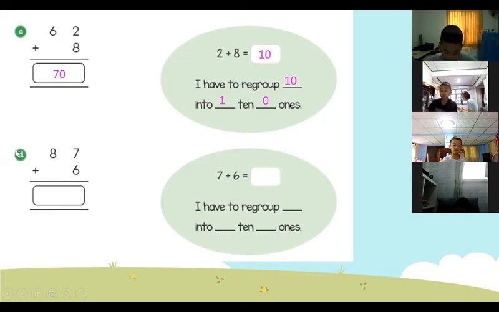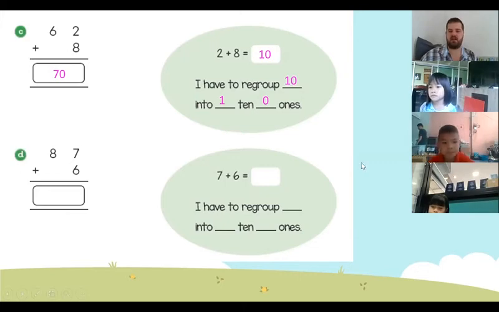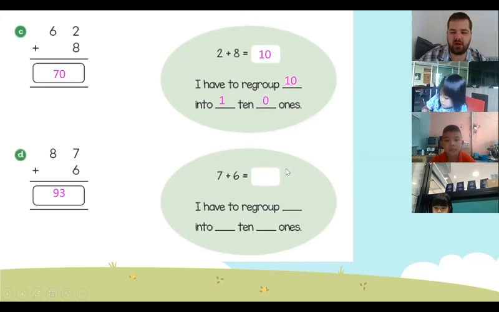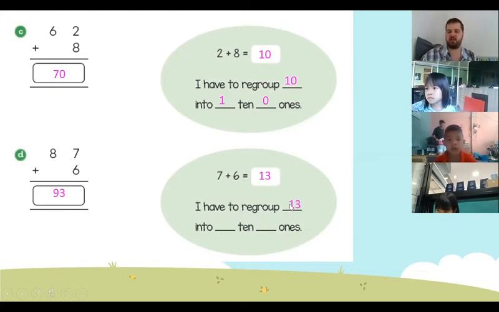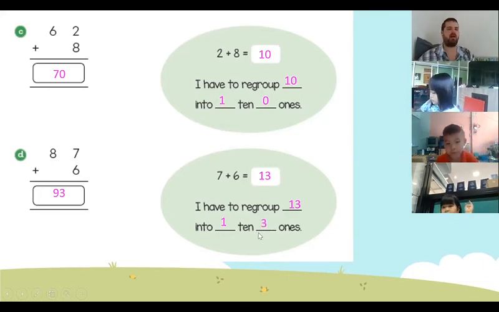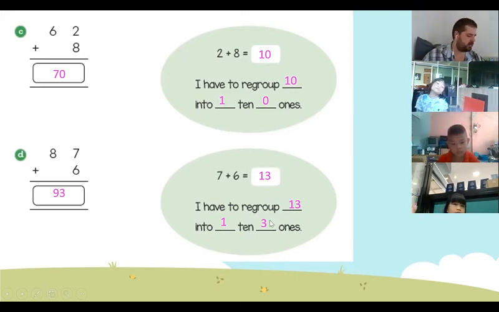Who can give me the answer for D? 87 + 6. What is the answer? 87 + 6. 93. So 7 + 6 = 13. So I have to regroup 13 into tens and ones. How many tens? 1 ten and 3 ones. Very good. Very good, everybody.